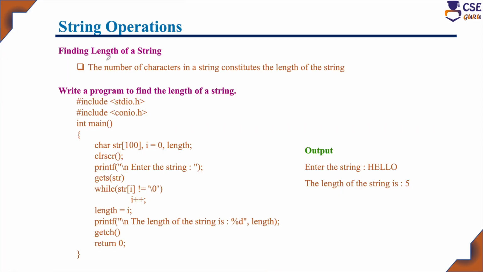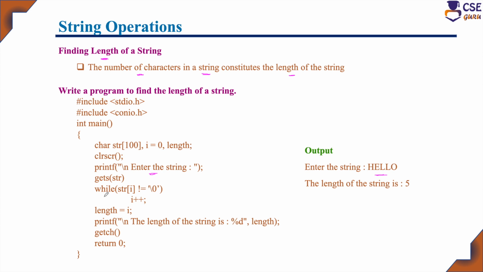The first operation is finding the length of the string. The number of characters present in the string is nothing but the length of the string. So, this is the C code to find the length of the string. Here, you need to input the string. So, here I have entered hello.